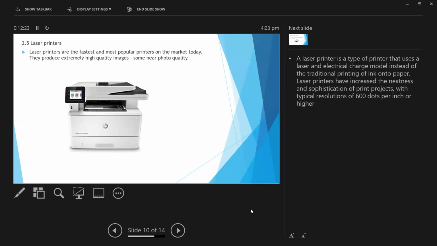Laser printers. Laser printers are the fastest and most popular printers on the market today. They produce extremely high quality images, some near photo quality. A laser printer is a type of printer that uses a laser and electrical charge model instead of the traditional printing of ink onto paper. Laser printers have increased the neatness and sophistication of print projects with typical resolutions of 600 dpi or higher.